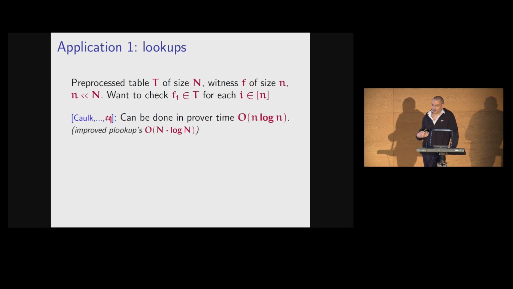And the very interesting result of this line of work, that started with Caulk and culminated, at least currently, in CQ, is that we can do this in prover time little n times log n. So we can do lookups in prover time that, after preprocessing, doesn't depend on the table size. For big tables, this is a pretty big improvement over lookups that required capital N log n operations.